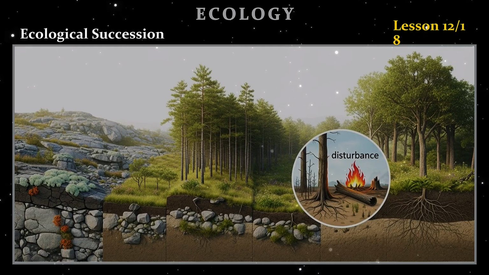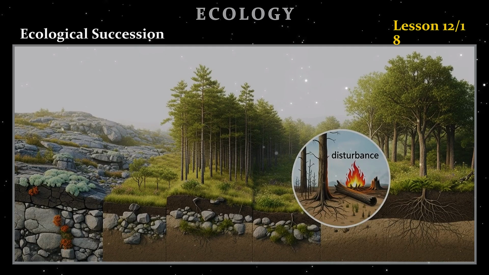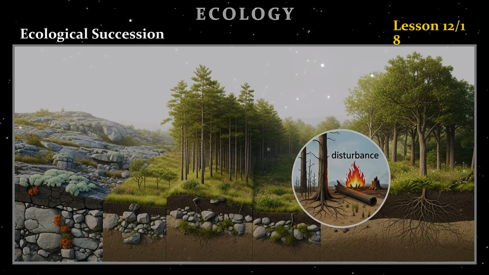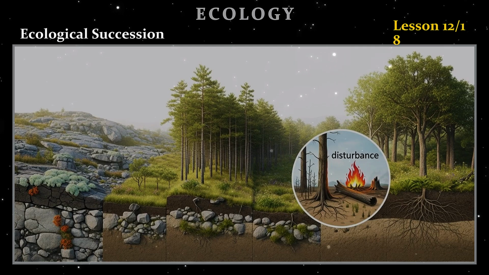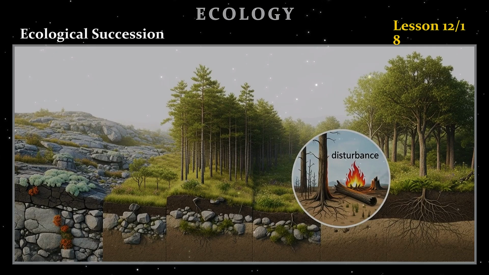The second type is secondary succession. This happens when a disturbance destroys an existing community but leaves the soil intact. Think of a forest fire, a hurricane, or a farmer abandoning a plowed field. The slate is wiped clean, but the foundation remains. Because the soil is already there, often full of seeds and roots, this process is much faster.